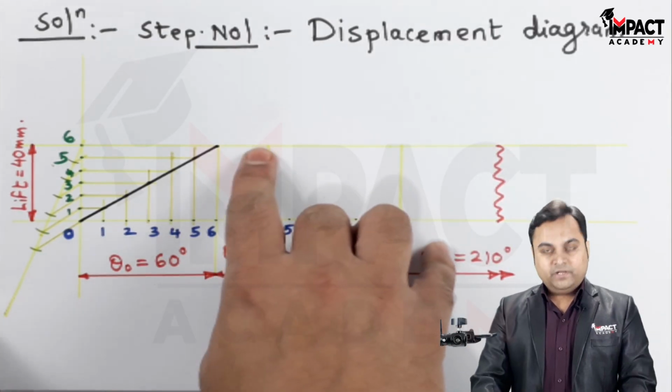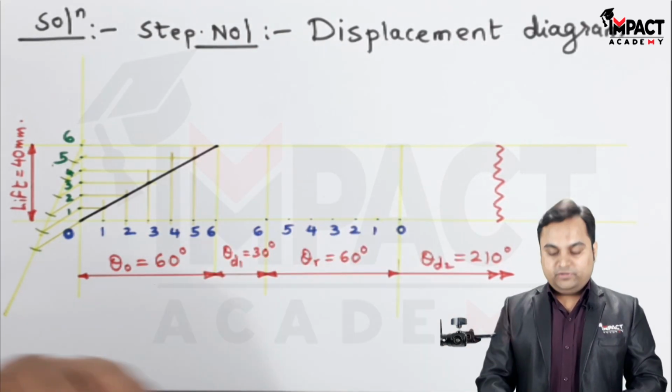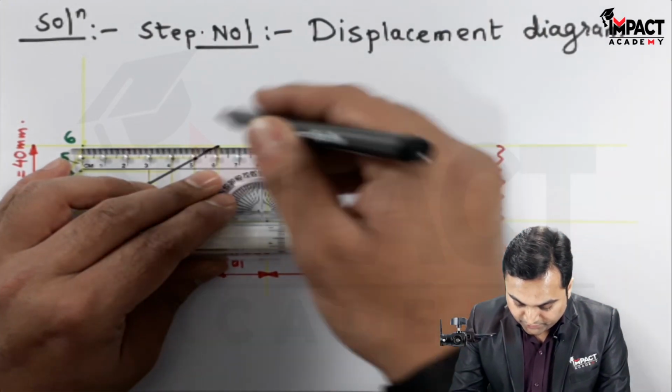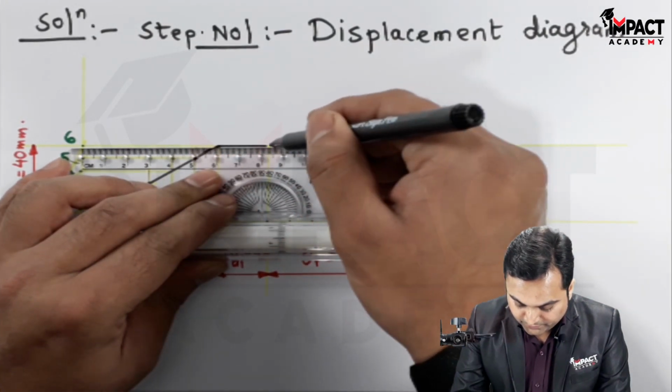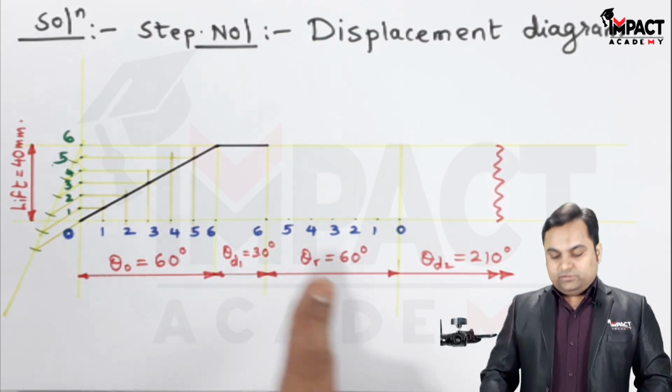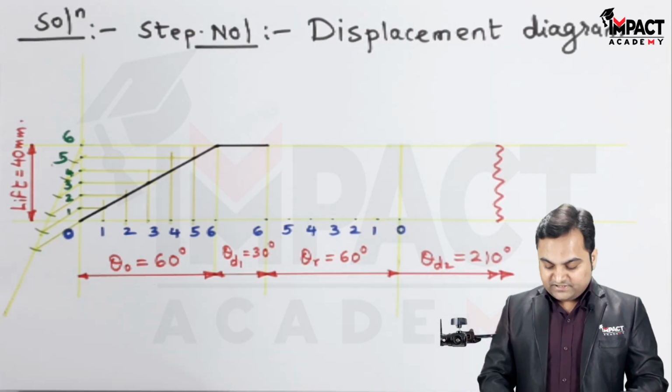After that there is dwell. So during the dwell period the follower will remain at its position. So just drawing a horizontal line indicating the dwell. After that there is return stroke or the fall of the follower, also called as the descent.